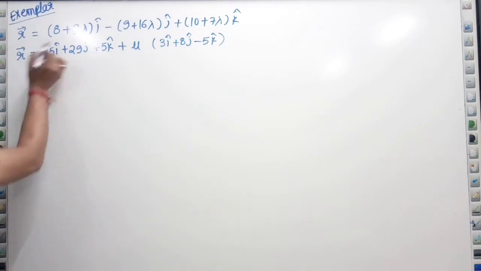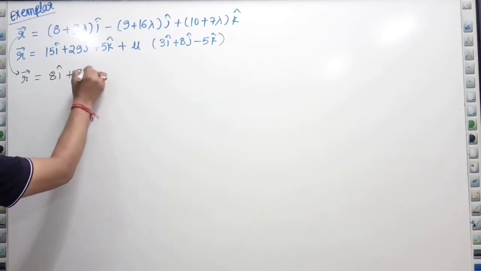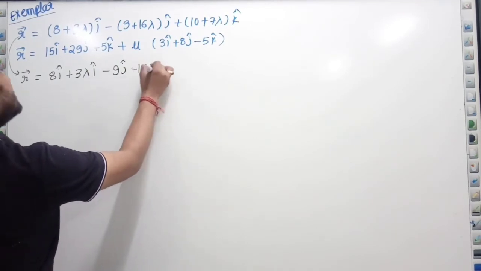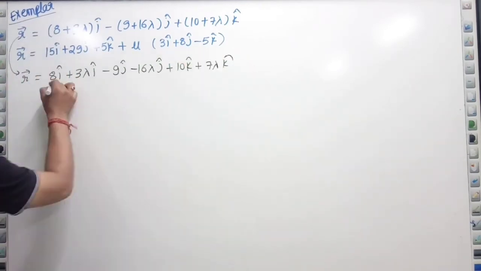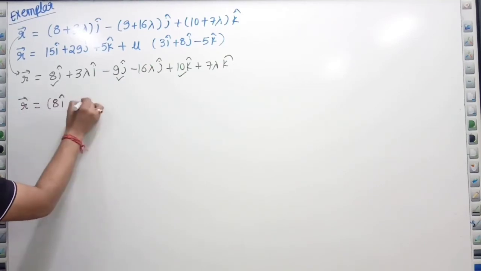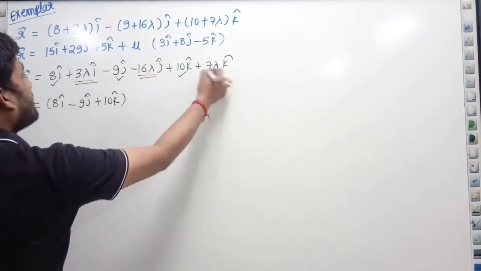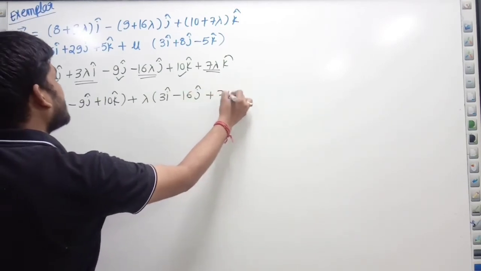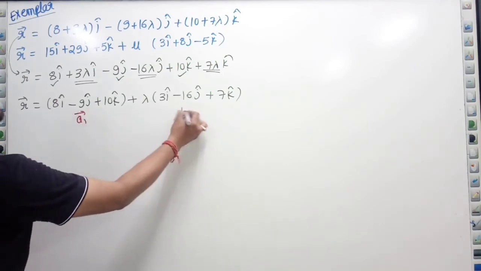What you will get from here? From the first equation, r equal to 8i plus 3 lambda i plus minus 9j minus 16 lambda j plus 10k plus 7 lambda k. So इन तीनों में देखो i j k को पहले लिख दो. This is 8i minus 9j plus 10k, and from the remaining 3 take lambda common. So we have 3i minus 16j plus 7k. So this is a1, this is b1.